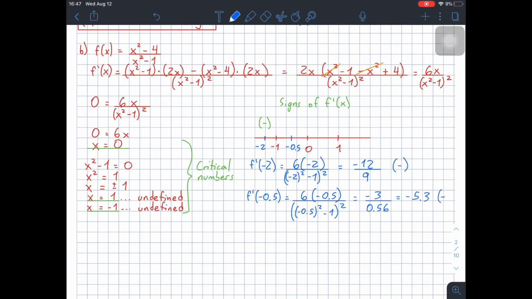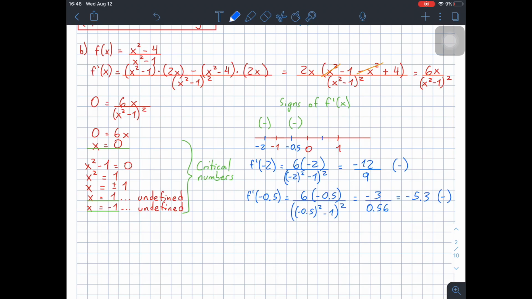This is also a negative value. So as I told you, we only care about the sign. We don't care about the number. So we know that for this interval, the function is decreasing still. So something interesting is happening here, okay? Before doing the final analysis, I'm going to keep on selecting values.